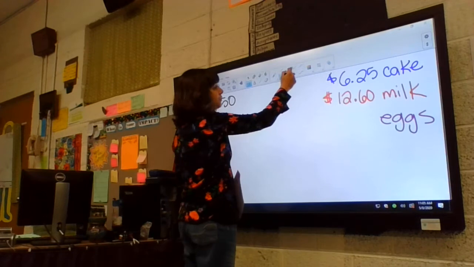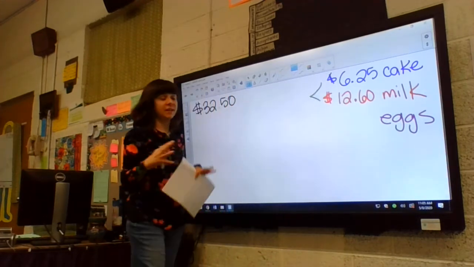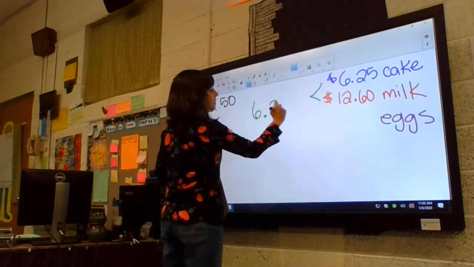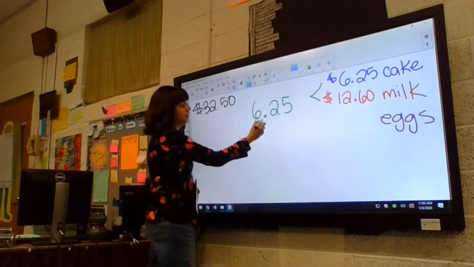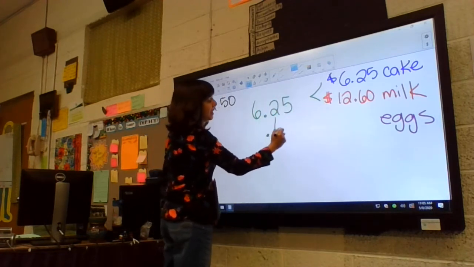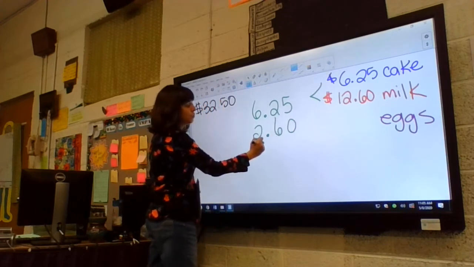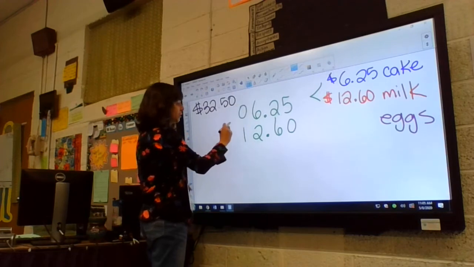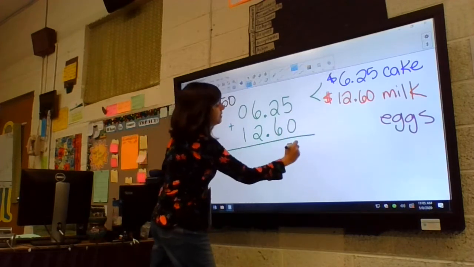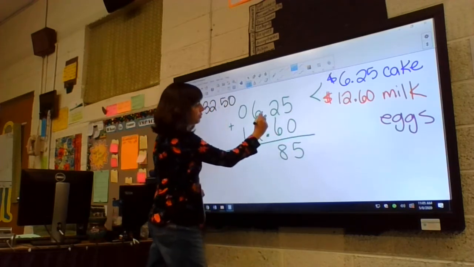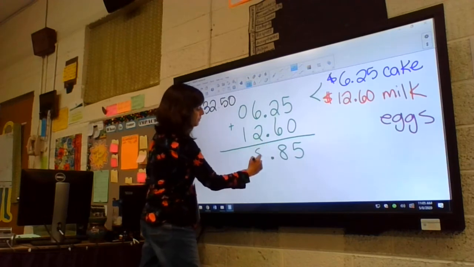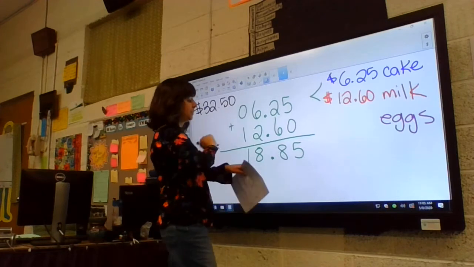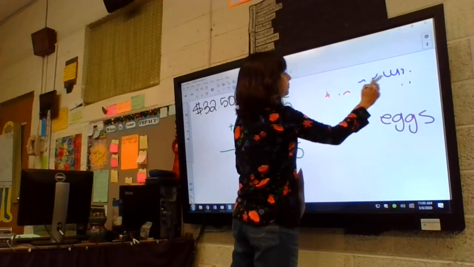So first, let's figure out how much she spent together on the cake and the milk. So I'm going to add the cake to the milk, and remember, I'm going to line up my decimals and line up each place. So I have a 2 in the ones place, and then a 1 in the tens place, and then I can just add a placeholder. Okay, so I add and then bring the decimal straight down. So so far on the cake and the milk, she spent $18.85.